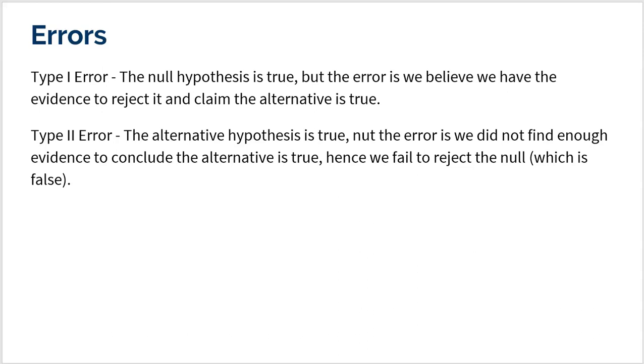All right, a couple other big questions that come up are errors, and this could be applied to proportions or means. So let's just briefly, I know I've gone over these several times, just put them on here, that way you can review them. A type 1 error is when the null hypothesis is true, but the error is we believe we have the evidence to reject it and claim the alternative is true. So we think the alternative is true, when it's really not. And a type 2 error, the alternative hypothesis is true, but the error is we did not find enough evidence to conclude the alternative is true, hence we fail to reject the null, which is false. So type 2 error is the alternative is true, but we keep the null. We don't think the alternative is true when it really is, okay?